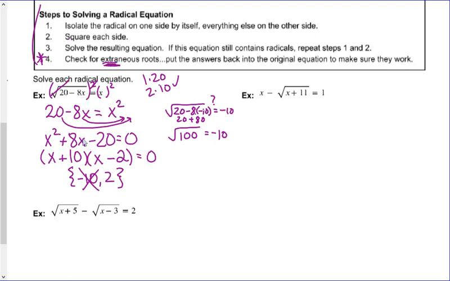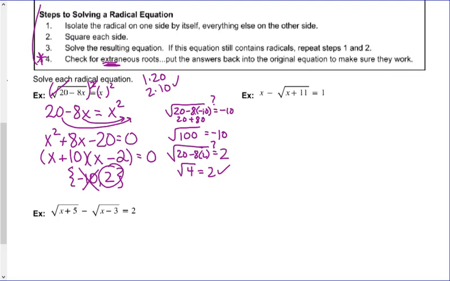If I throw 2 in there, if I do the square root of 20 minus 8 times 2, is that equal to 2 when I throw 2 into that x? So this gives me 16. 20 minus 16 gives me a 4. Is the square root of 4 equal to 2? Most definitely it is. So that is the only answer that works in that case. Okay? All right, very good.